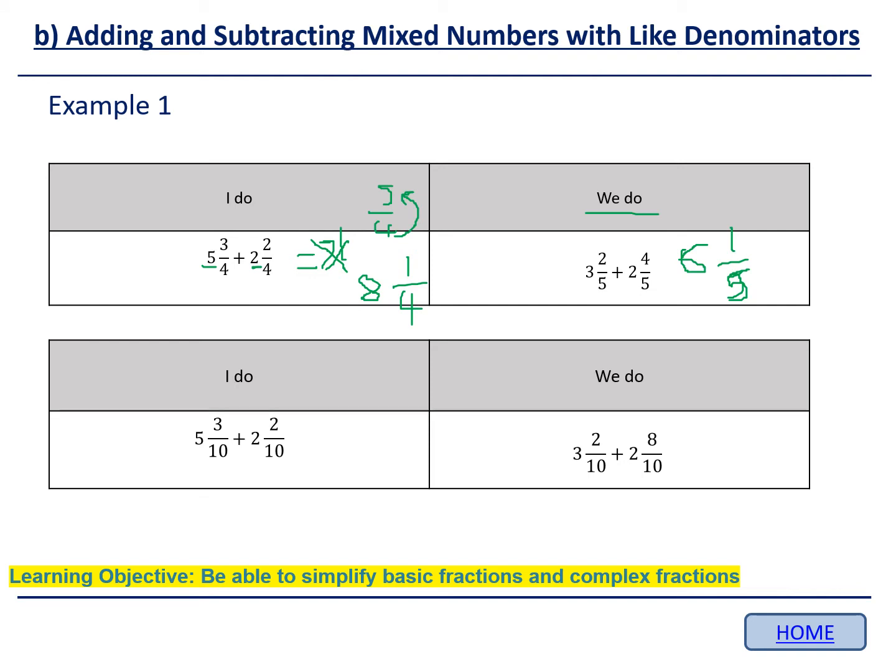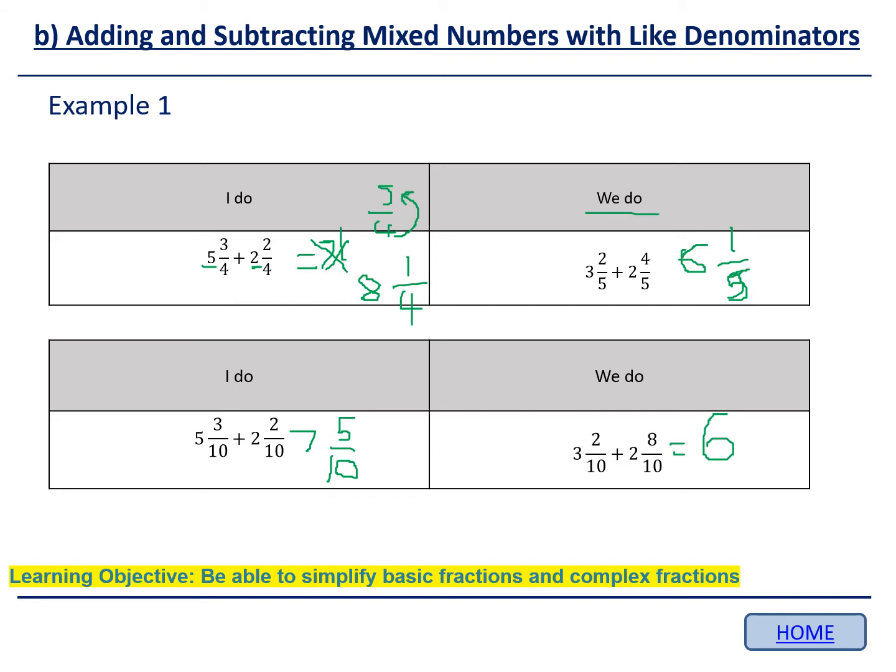Okay, so my turn again on the I do. So I've got tenths this time. So I've got 5 plus 2, which gives me 7. I've got 3 tenths plus 2 tenths, which gives me 5 tenths. Nice and easy. Pause the video, have a go at the we do.